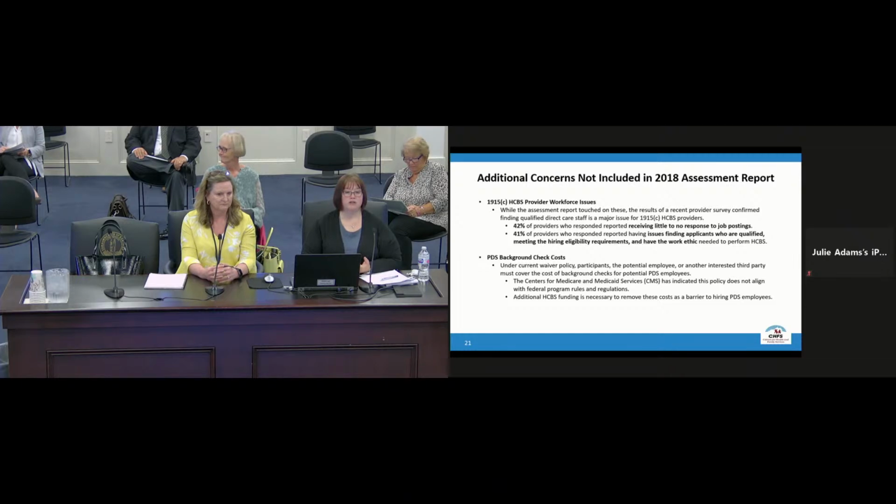PDS background check cost. Right now, the potential employee and other interested third party or the participant themselves is paying for the background check cost. We are looking for ways to change that and to improve that, so that it is not a barrier to an individual that wants to choose participant-directed services as their delivery method for services.